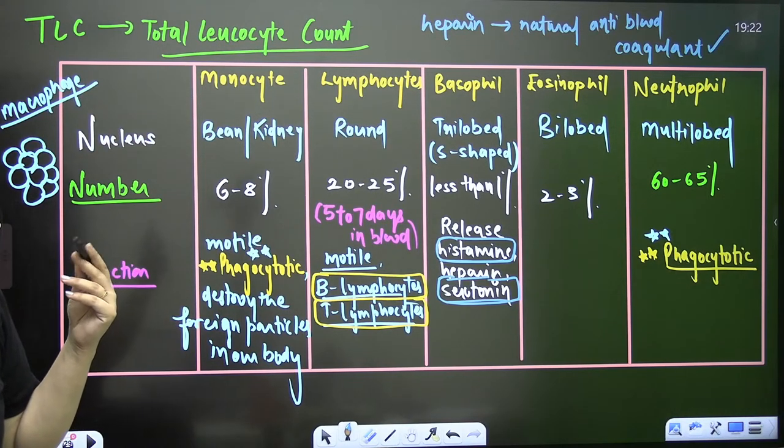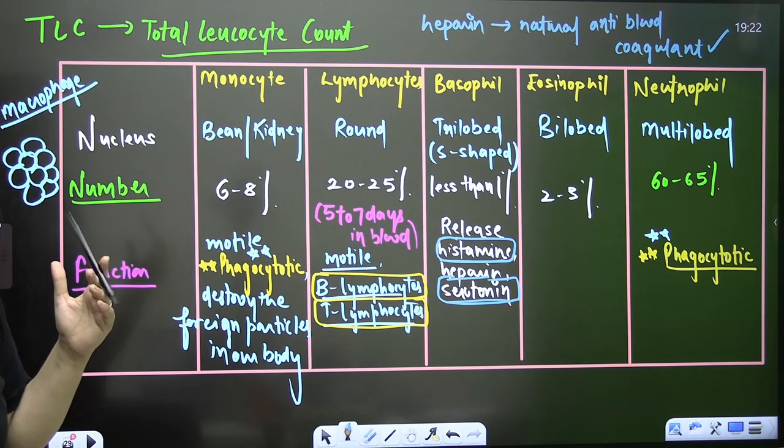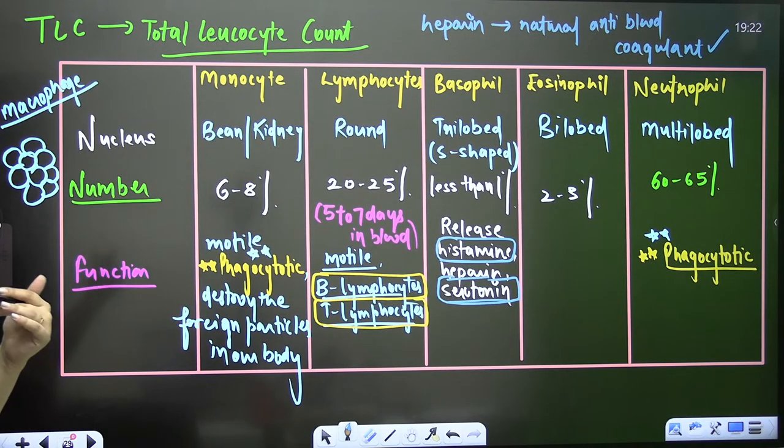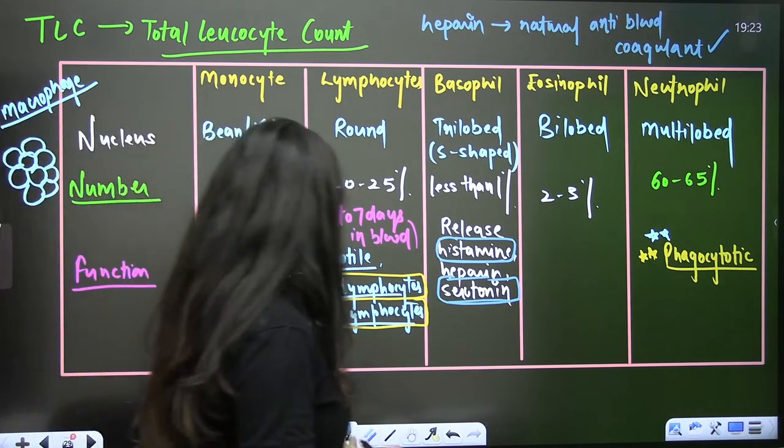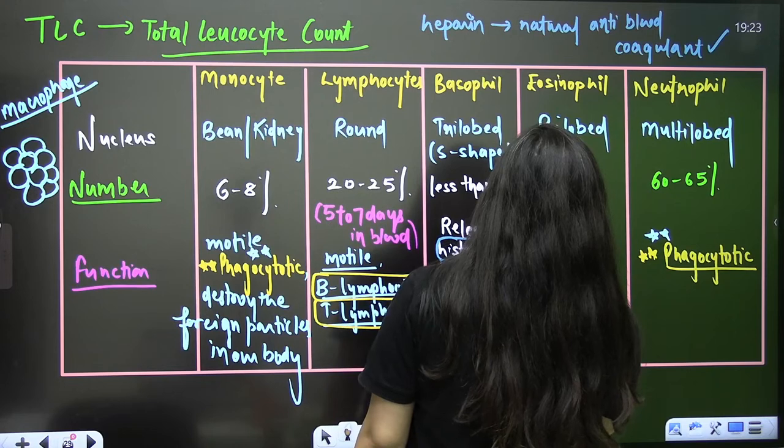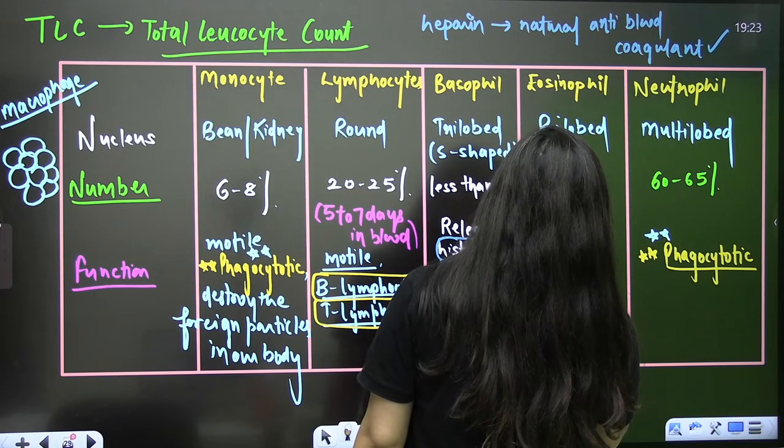Then comes the eosinophils, bache. Eosinophils are non-phagocytotic, I told you already, right? And they have antihistamine properties. Fine, bache. These eosinophils have antihistamine properties.